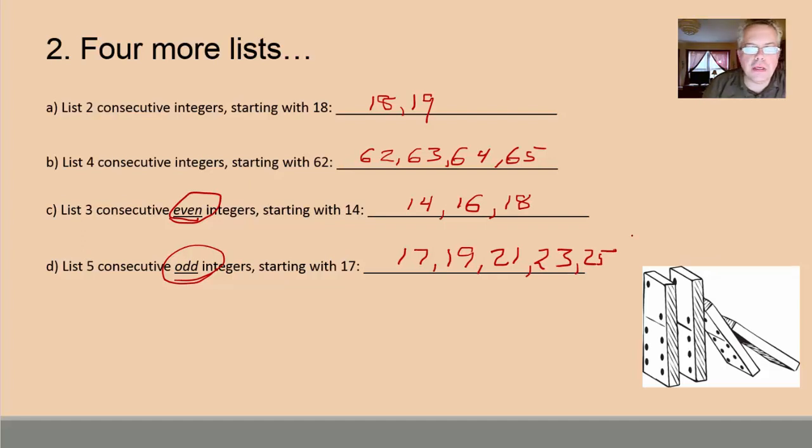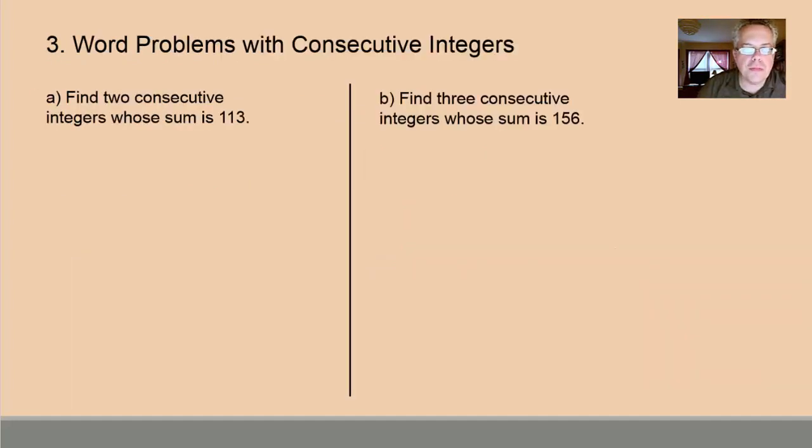Okay, so I think we got the idea what consecutive integers and consecutive even and odd integers mean. Here go the problems. So we'll do a couple examples. The first one says find 2 consecutive integers whose sum is 113. I don't know where to start, so I'm going to let x equal the first one. And the next integer would be 1 greater than that. So the next one is x plus 1. So these are my 2 consecutive integers. Whatever x is, the next one is x plus 1.